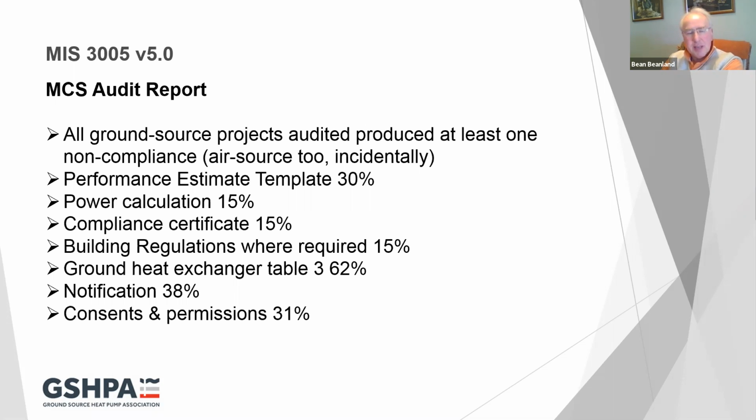Performance estimate template problems, 30%. Power calculation, that's the sizing of the compressor, 15%. Compliance certificate either missing or incomplete, 15%. Building regulations where required, another 15%. Ground heat exchanger table 3: 62% of projects analysed had either failed to provide table 3 or it was incomplete or incorrect. Now that's just not good enough.